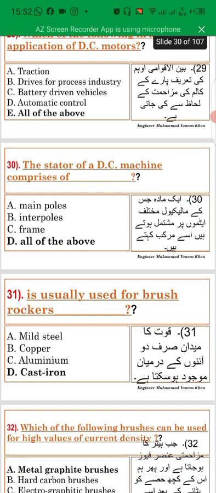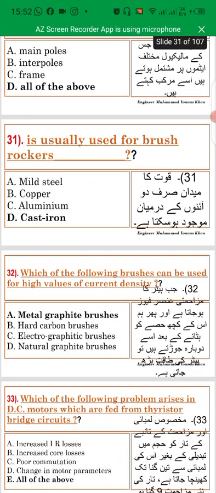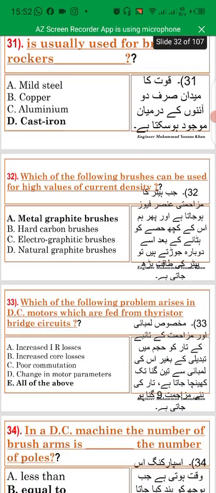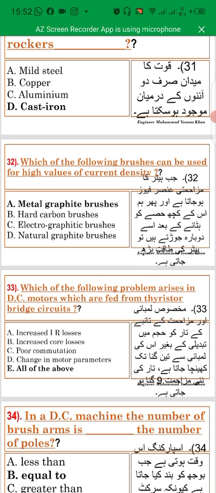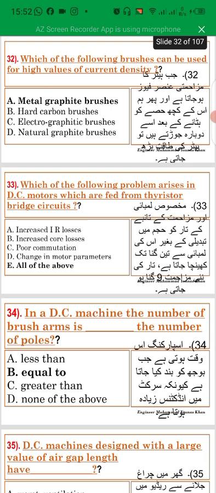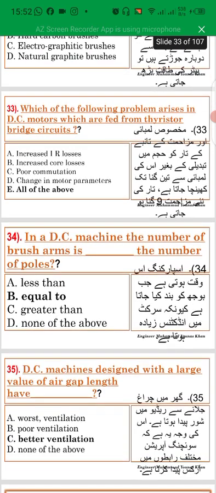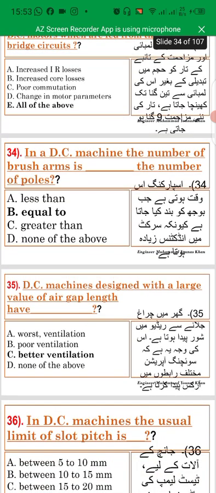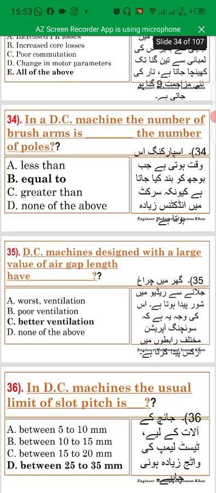The stator of a DC machine comprises of main pole, interpole, frame. Cast iron is usually used for brush holders. Which of the following brushes can be used for high values of current density? Metal graphite brushes. Which of the following problems arises in DC motors which are fed from thyristor bridge circuit? Increased IR losses, increased core losses, poor commutation, change in motor parameters. In a DC machine, the number of brush arms is equal to the number of poles.